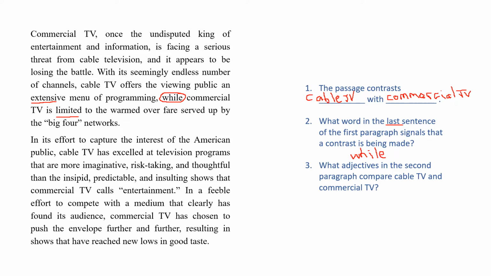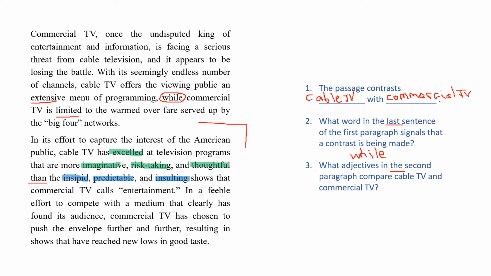Now, what adjectives in the second paragraph compare cable TV and commercial TV? So let's have a look at the second paragraph. In its effort to capture the interest of the American public, cable TV has excelled at television programs that are more imaginative, risk-taking, and thoughtful. Now we have that word than. Than is showing the comparison or the contrast. It's showing that we have gone from one item and now we're looking at the other item. So the other one, which is the commercial TV, is insipid, predictable, and insulting.